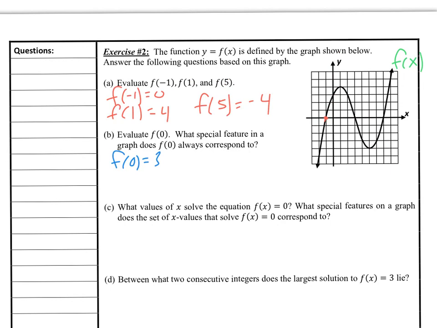So 0, 3. So the y-intercept, that's horrible handwriting, but you get the idea. The y-intercept, which is 0, 3.